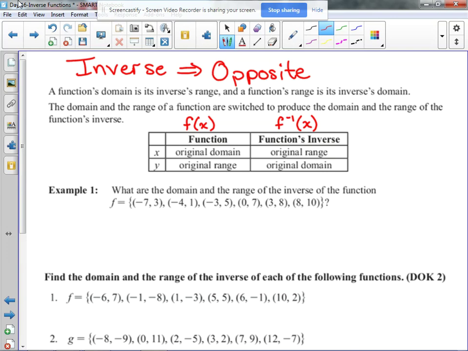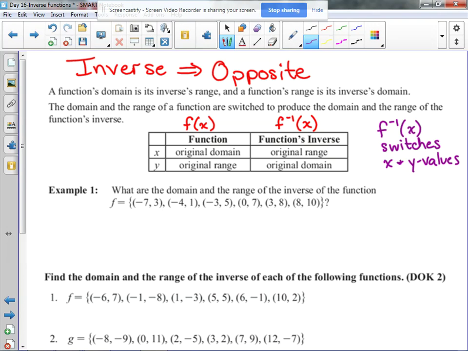Okay, so you can see there in that box it says that for the function, the original domain and the original range. Domain x, we're used to that. Range y, we're used to that. Look at the inverse. For the x's, it says it's the original range. For the y's, it's the original domain. So over here to the side, I want you to also write f inverse of x switches x and y values.